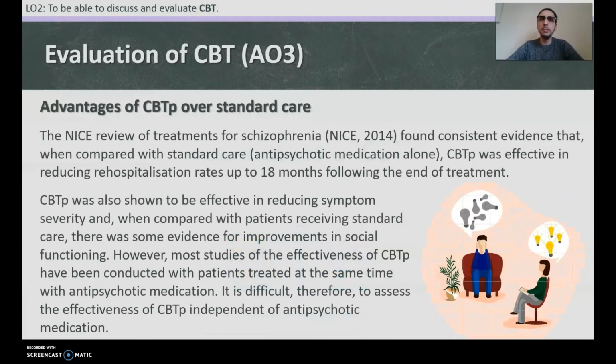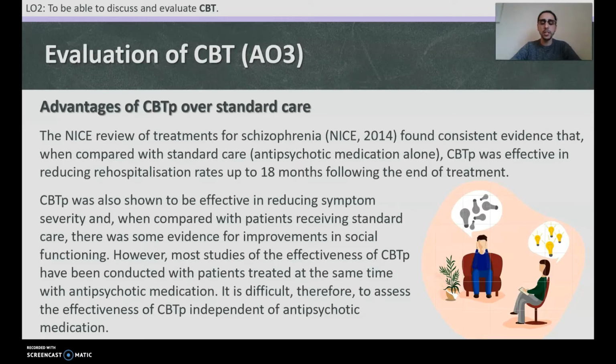Advantages of CBTp over standard care. The NICE review of treatment for schizophrenia found consistent evidence that when compared with standard care, antipsychotic medication alone, CBTp was effective in reducing rehospitalization rates up to 18 months following the end of treatment. CBTp was also shown to be effective in reducing symptom severity, and when compared with patients receiving standard care, there was some evidence for improvements in social functioning. However, most studies of the effectiveness of CBTp have been conducted with patients treated at the same time with antipsychotic medication. It is difficult, therefore, to assess the effectiveness of CBTp independently of antipsychotic medication.